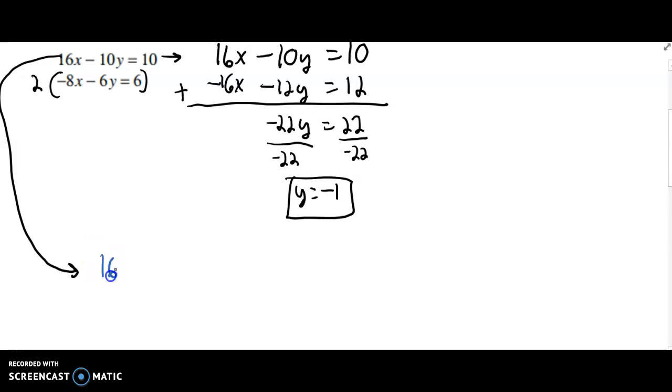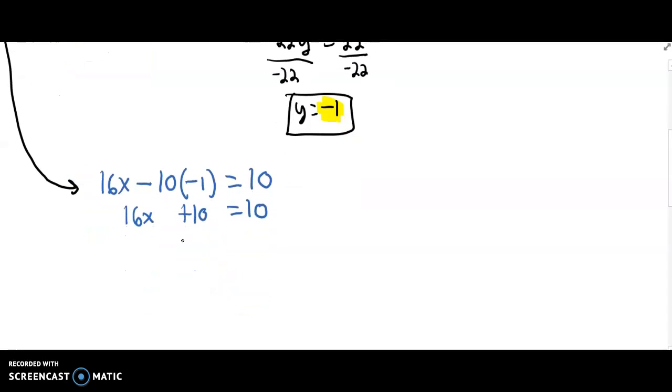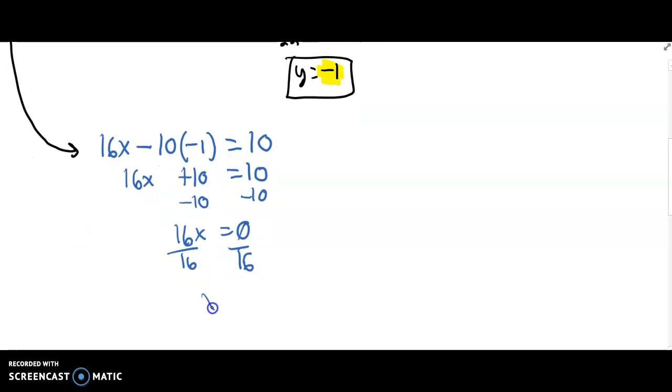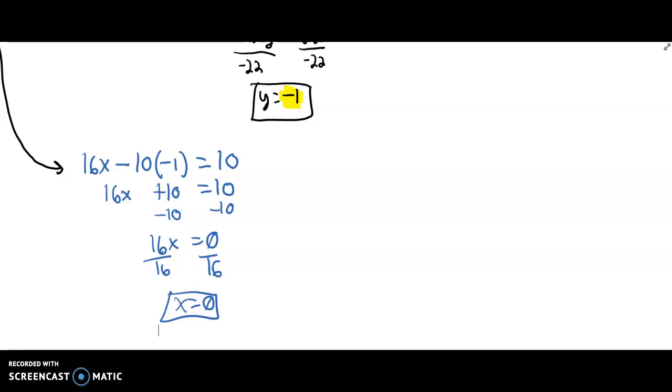So we've got 16x minus 10. We know that y is negative 1, so we're going to replace y with negative 1, equals 10. Okay, 16x, negative 10 times negative 1 is positive 10, equals 10. Take away 10 from both sides. 16x equals 0. Divide both sides by 16. And 0 over 16 is 0. So we know that y is negative 1 and that x is 0.